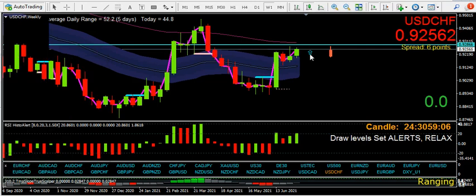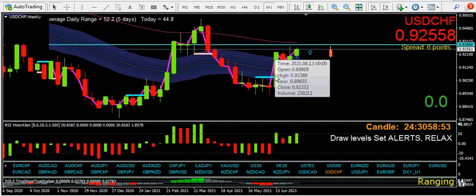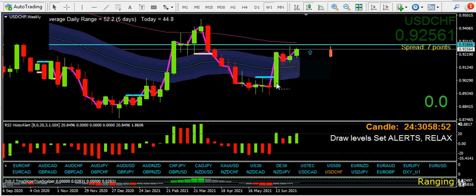Hello again, traders. I couldn't resist making a video about this observation on Swissy, US dollar Swiss franc. If you follow my Twitter feed, you'll know that I talked about these big weekly candles, and this was a big weekly 3 candle reversal, 3CR. We talked about trading short.